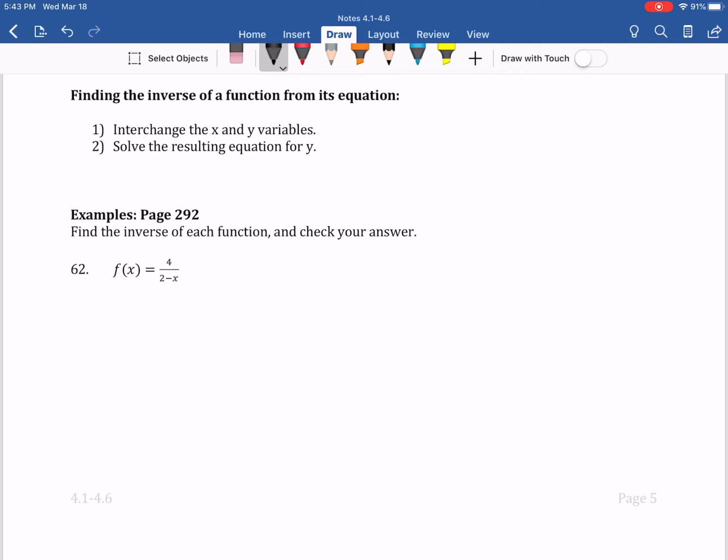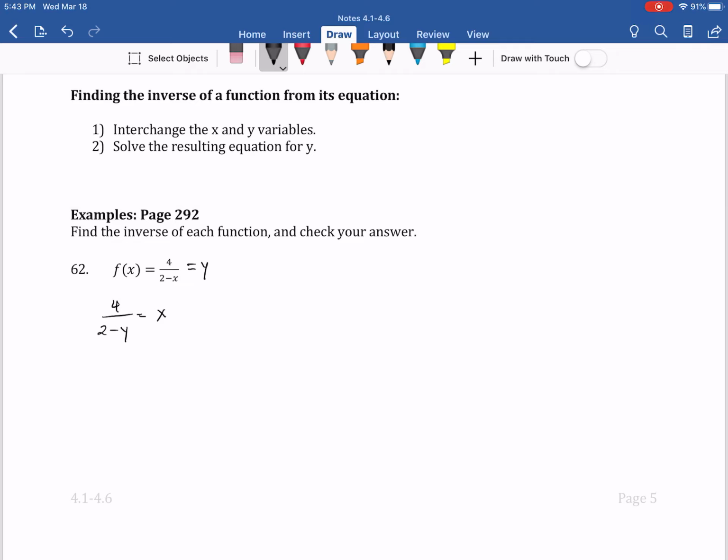62, I'm going to write this equal to y, okay? Because f of x is the same as y, no big deal. So the first step, it said, was to interchange the x and the y variables. And so the y becomes x and the x becomes y. And that looks like this: 4 over 2 minus y equals x.